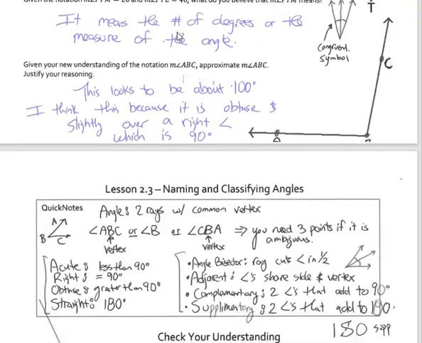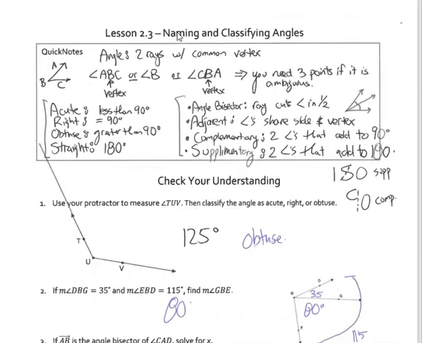So putting all this stuff together into our quick notes, if I have an angle such as the one that is shown there, since there's only one possible angle you could be talking about, you could call that angle B or ABC or CBA. If you use 3 points, the middle point has to be the vertex. Remember, an angle is just two rays with a common endpoint. You have to use your 3 points if there's any ambiguity as to what angle you're possibly talking about.